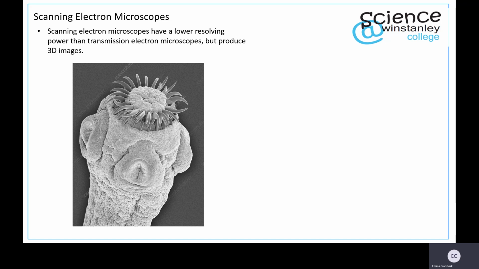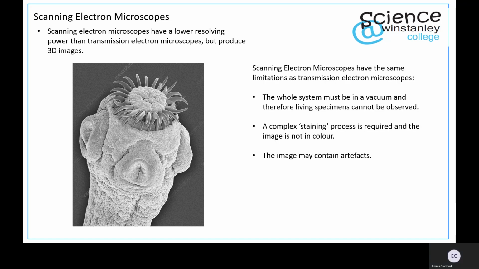So scanning electron microscopes have a lower resolving power than transmission electron microscopes, but produce 3D images, and scanning electron microscopes are generally used to look at the surface of an object. The picture below shows the surface of a tapeworm that can be found in a mammalian intestine.